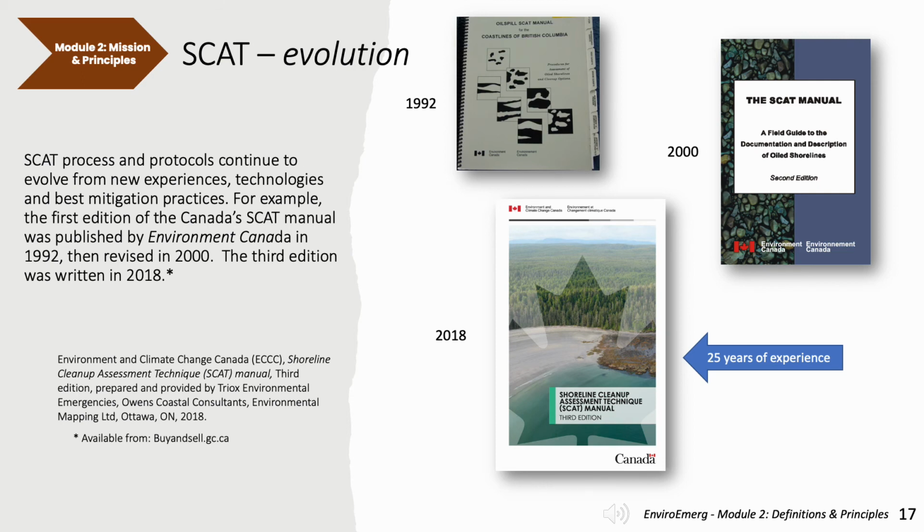For example, in Canada, the first edition of Canada's SCAT manual was published by Environment Canada in 1992, then revised in 2000, and the third edition was written in 2018. There is actually an overwhelming amount of operational guidelines, job aids, and technical scientific references related to SCAT. This course tries to boil it all down to a usable and understandable topic.